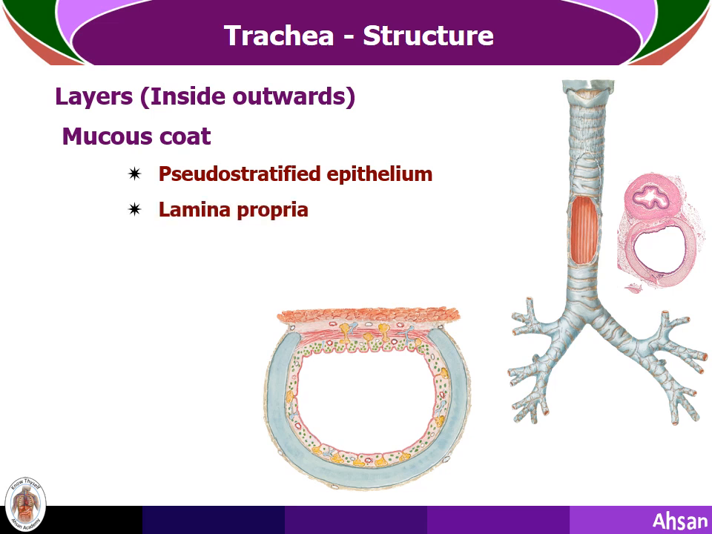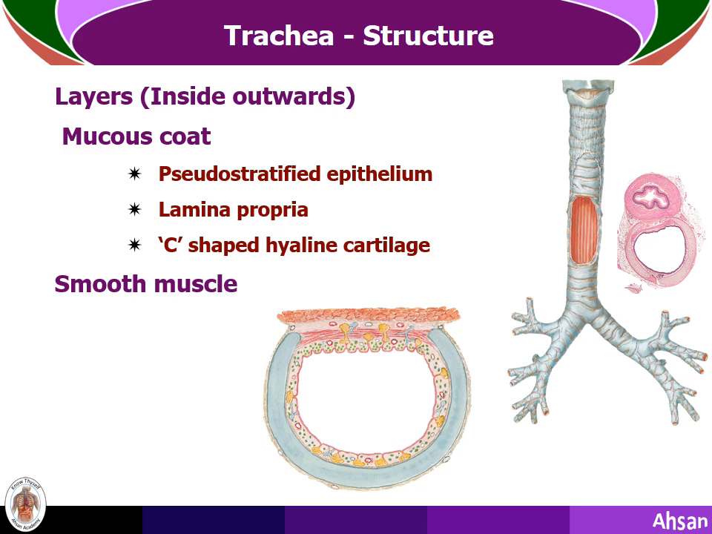Under this epithelium is the lamina propria, which is loose connective tissue containing some glands, and deep to this is the C-shaped cartilage, hyaline in nature. This cartilage is present anteriorly on either side. The posterior end of the cartilage is connected by a layer of smooth muscle known as the trachealis muscle. Outside that, the whole trachea is covered by a thick layer of dense connective tissue.